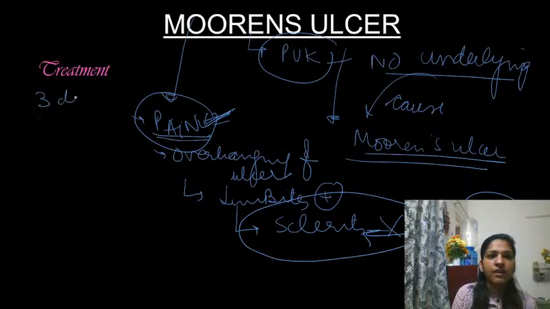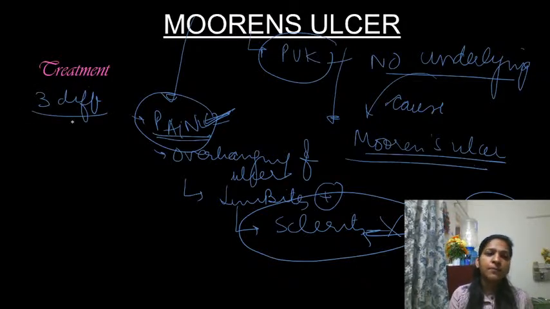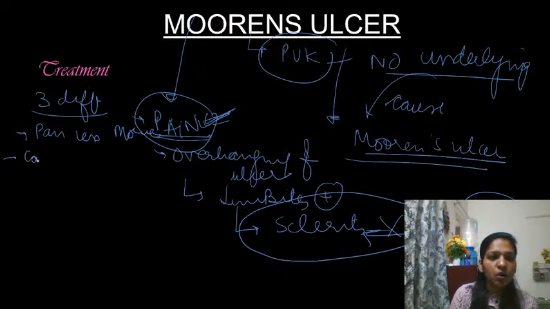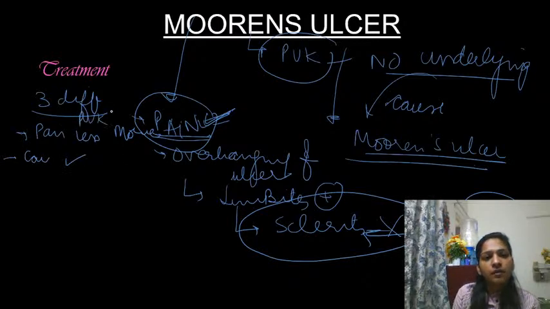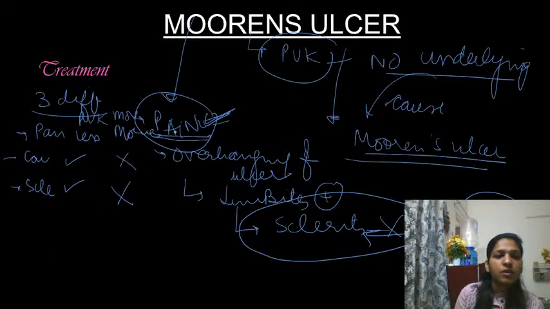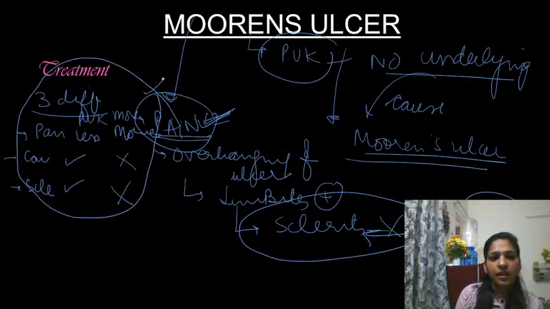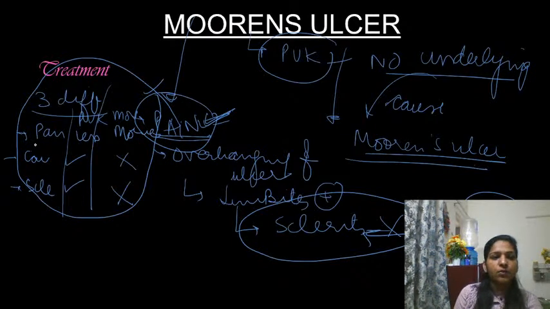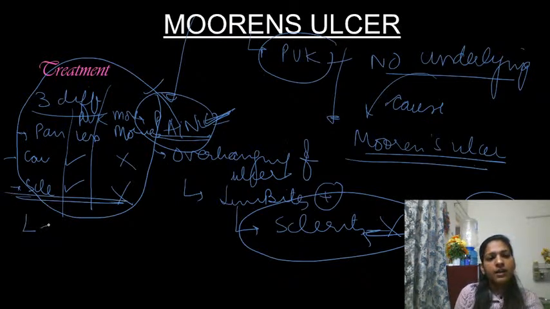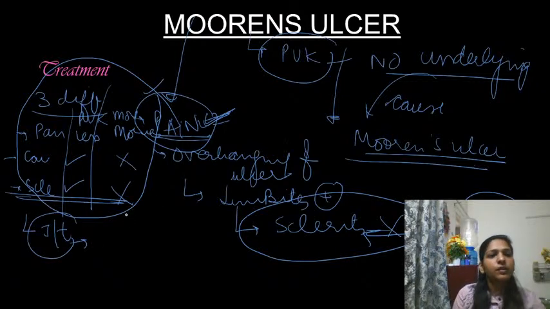I'll just repeat three differences between PUK and Mooren's ulcer. Pain will be less in PUK, but very much in Mooren's ulcer. An underlying cause will be there in PUK but not in Mooren's. Scleritis will be there in PUK and will not be there in Mooren's ulcer. So if any patient comes to you with peripheral thinning and epithelial defect and you are confused between PUK and Mooren's ulcer, these features can help you differentiate. Okay, fine. Now treatment is almost the same as that of PUK.